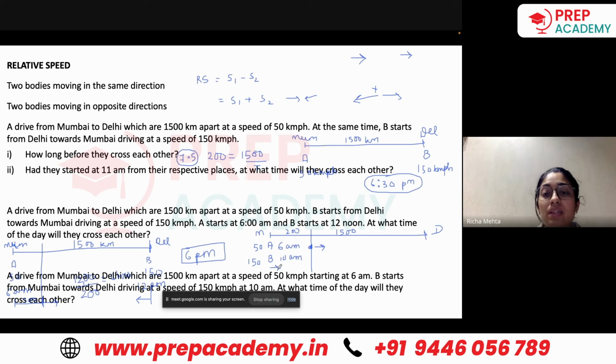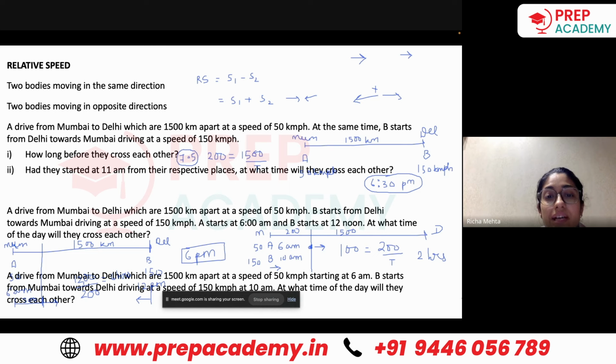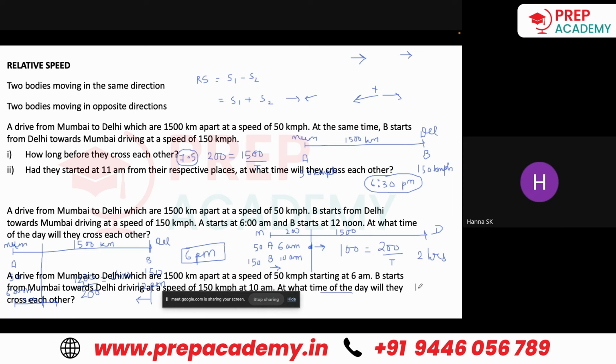to catch up with A is 200. So relative speed is 100, relative distance is 200, upon time taken. So basically, B will cross A after 2 hours. And this 2 hours is after what time? 10 a.m. So at what time of the day will they cross each other? 12.